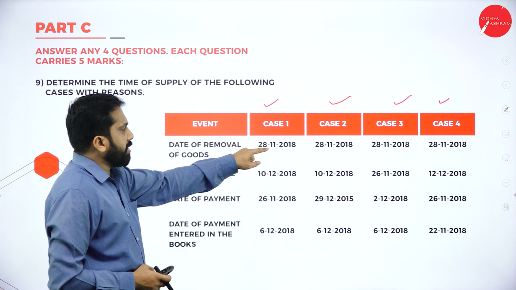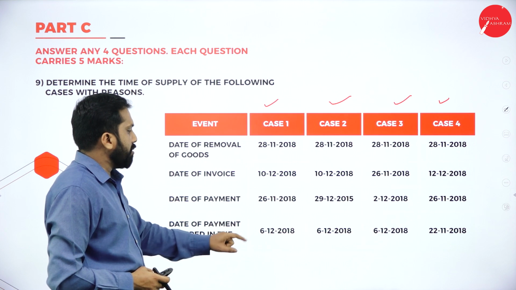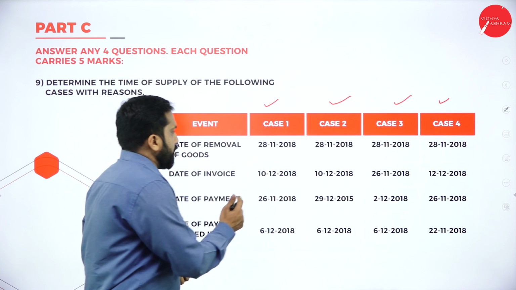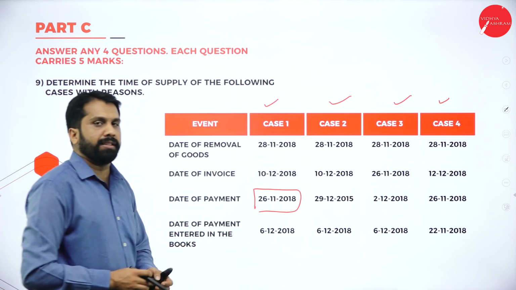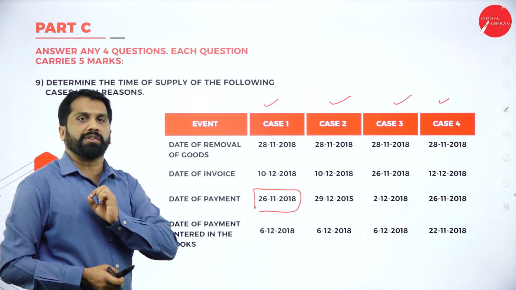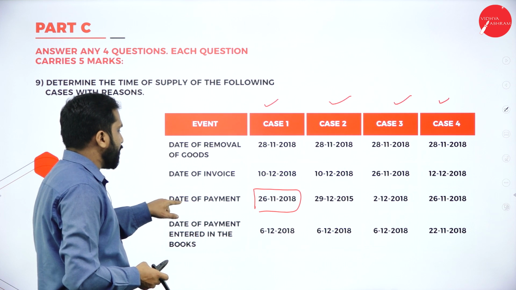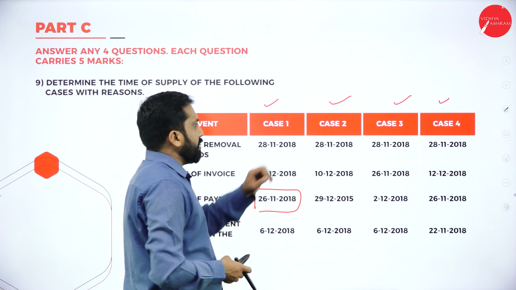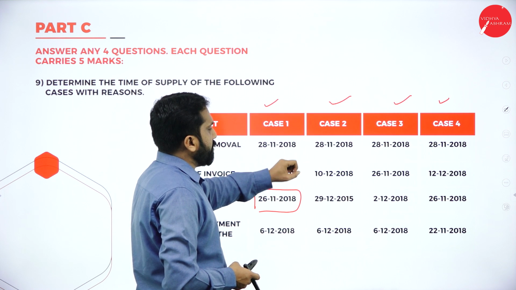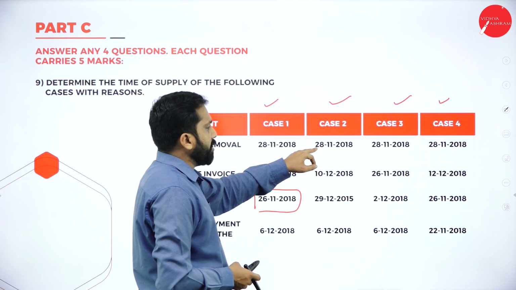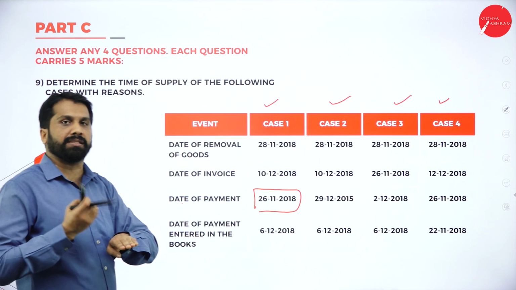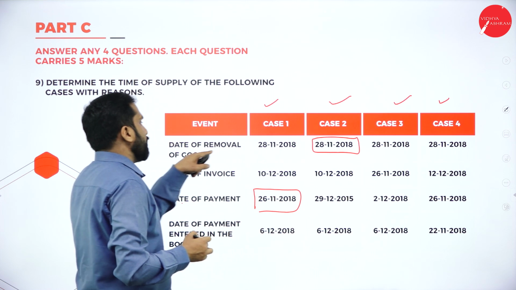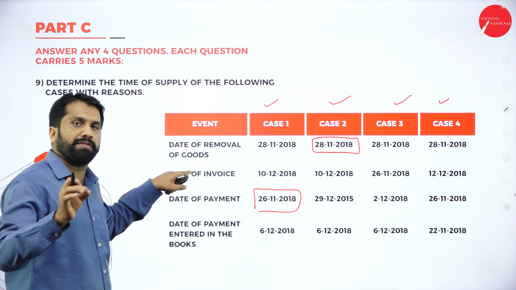In this: 28th November, 10th December, 26th November, 6th December. Whichever is earlier, as per this your 26th November is earlier. They have asked for the reason also. What reason can you give for 26th November? Date of payment is the reason. Now, second one, case 2: 28th November, the others are December, so we can only go with November. That is the earliest date. 28th November is your answer. The reason is date of removal of goods.